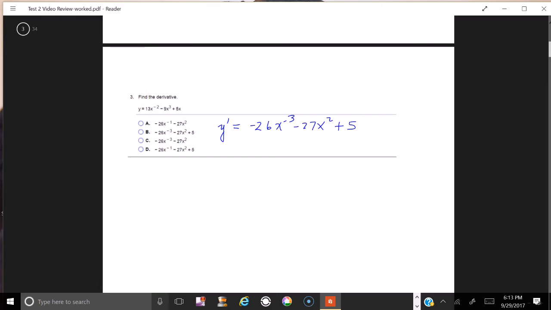Number 3, we have minus 2 times 13 is minus 26 times x to the minus 2 minus 1, which is minus 3. Minus 3 times 9 is minus 27 times x to the 3 minus 1, which is x squared. And then finally, the derivative of 5x is 5. And that answer is answer B.